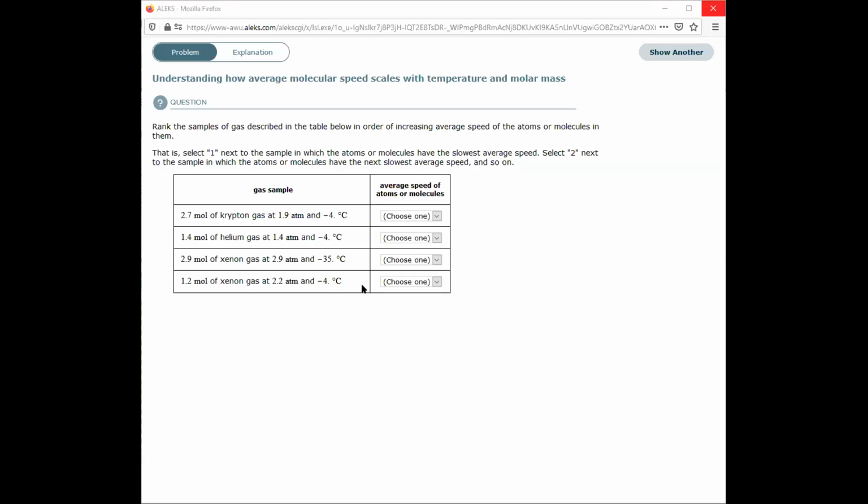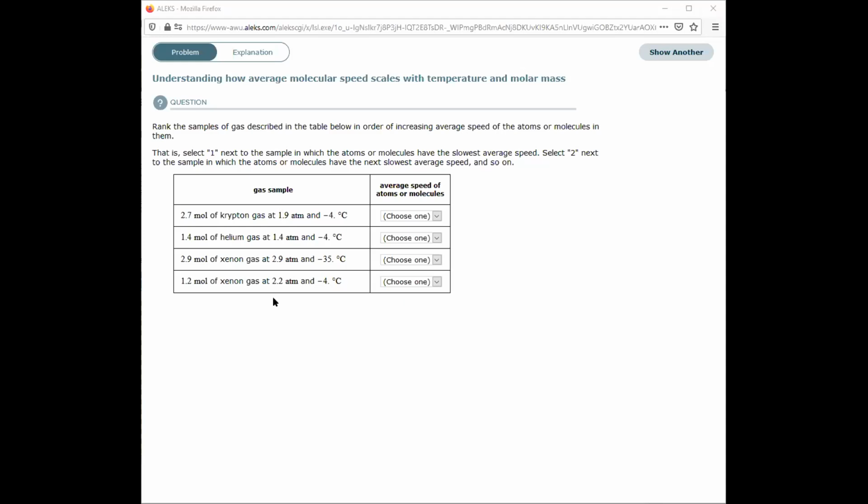So in our equation for speed, it's equal to the square root of 3 times R times T over the molar mass, right? Does the number of moles have anything to do with it? It's not in the equation for speed. So the number of moles doesn't do anything.